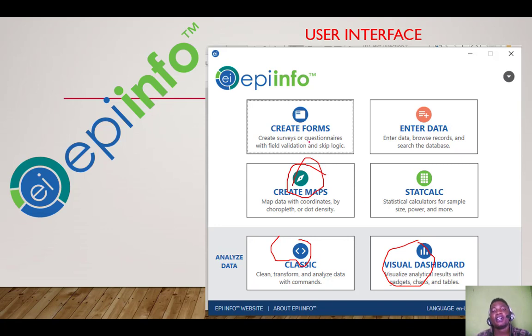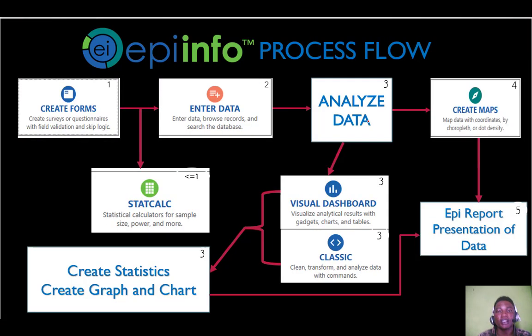Anyway, you can enter data through create forms. When you click on create form, there's also a way to enter data. There's an option on the menu of create form that can take you to the entry of data. So it's either way around, the link to each other. Now, the process flow of EPI Info. The first stage that you do at the beginning of your research is to create a form. That is, you create a survey or questionnaire.